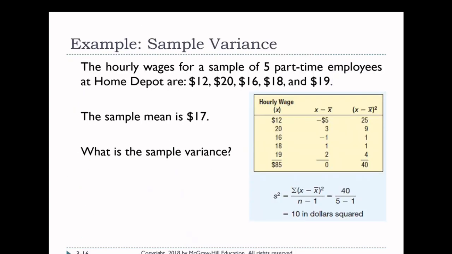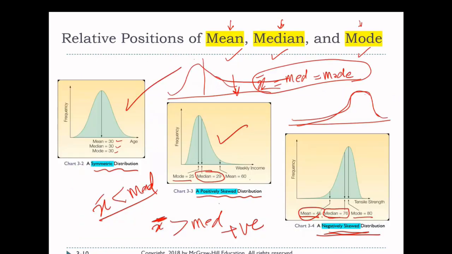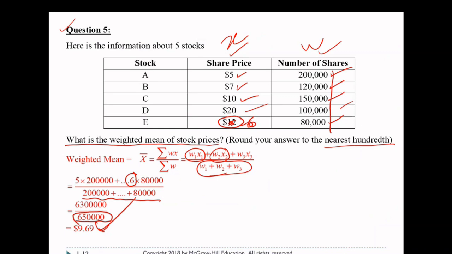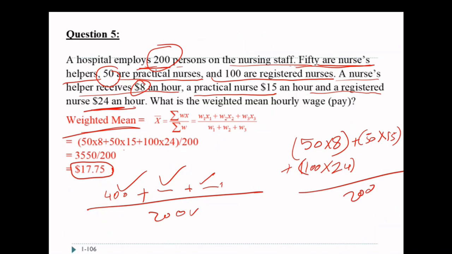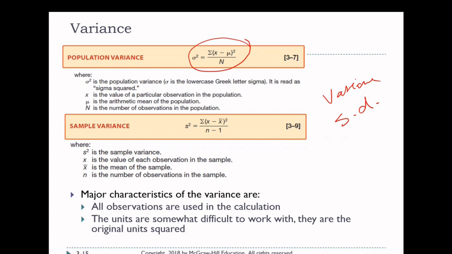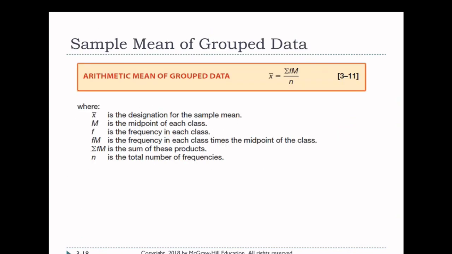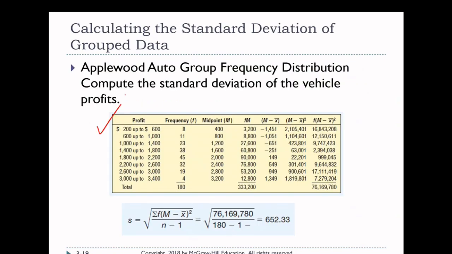Frequency table, if you remember the frequency table from the last chapter. How to find the variance and standard deviation for a frequency table? How to find the variance for a frequency table? This table, if you remember, has this profit and this frequency. I gave you this table and asked you to find the variance.